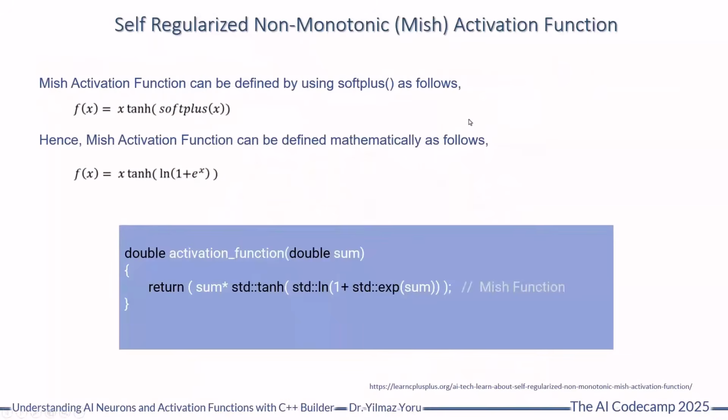The MISH activation function can be defined by using softplus, as we explained before. So it's the hyperbolic tangent of the softplus function. We can write the MISH activation function as below. So it has the ln function, exponential function, and hyperbolic tangent functions as a return. That means it is a little heavy in computation, but might be very useful in some of your applications.